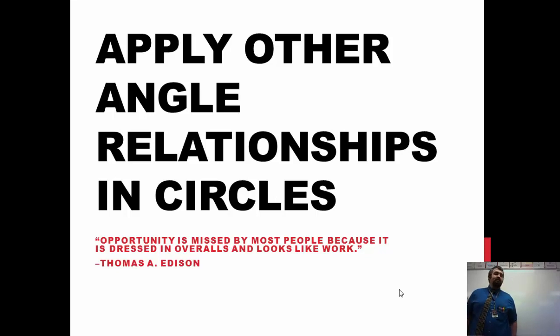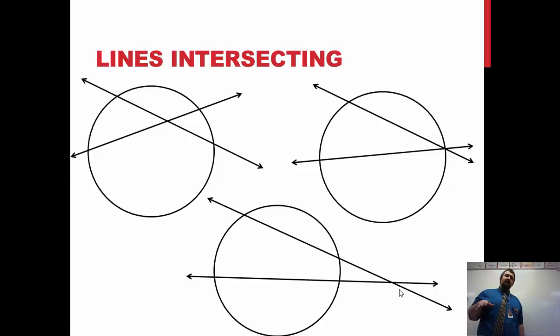Good morning, class. Today we're going to be looking at other angle relationships in circles. We're looking at ways that lines can intersect with circles. Not circles themselves, but lines on circles. There are three main ways for lines to intersect with a circle.